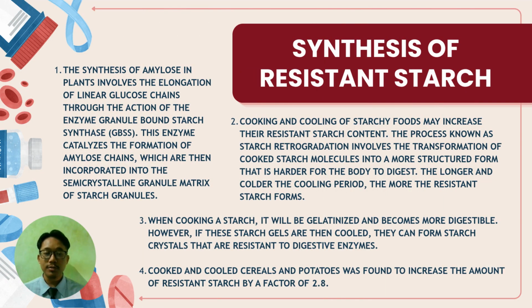The synthesis of amylose in plants involves the elongation of linear glucose chains through the action of the enzyme granule-bound starch synthase, or GBSS. This enzyme catalyzes the formation of amylose chains, which are then incorporated into the semi-crystalline granule matrix of starch granules. Cooking and cooling of starchy foods may increase their resistant starch content. The process known as starch retrogradation involves the transformation of cooked starch molecules into a more structured form that is harder for the body to digest.